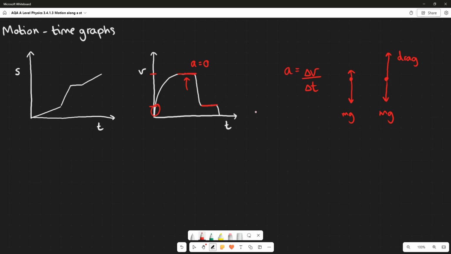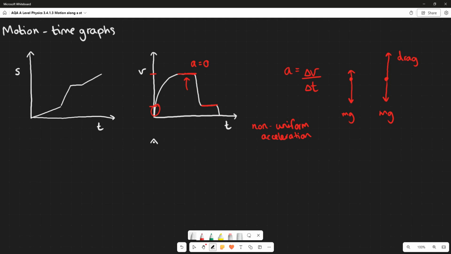So this graph here is an excellent example of non-uniform acceleration. The acceleration is constantly changing. We have a high gradient, a high acceleration over here. We have a zero acceleration over here. We have a negative acceleration here, zero again, and more negative acceleration. So this is a great example of non-uniform acceleration.